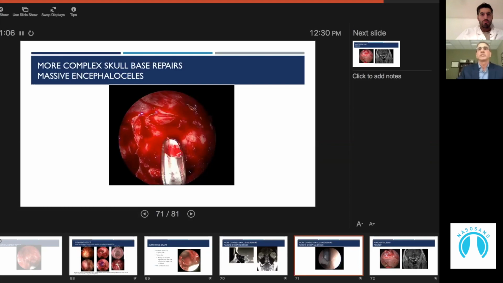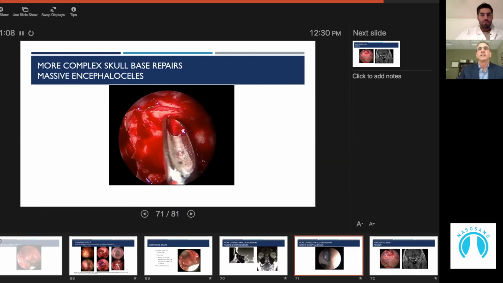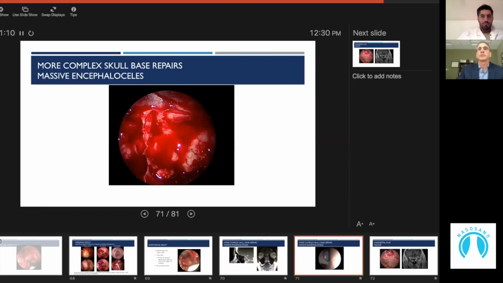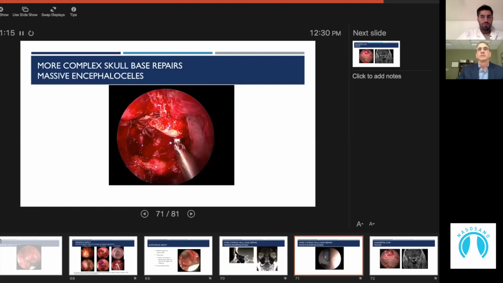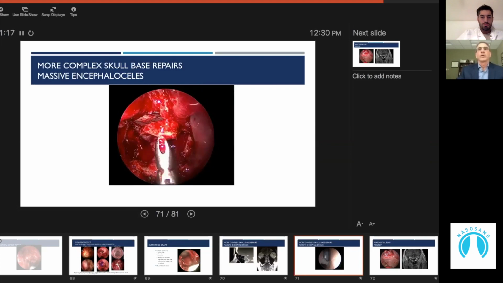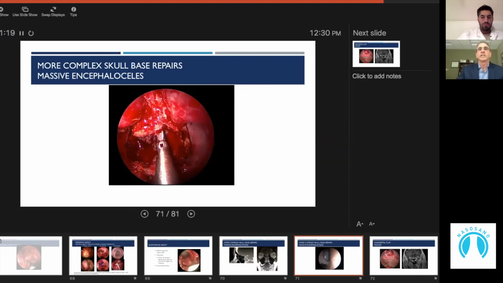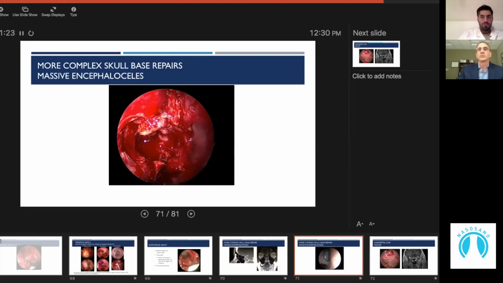There we go. You can see that lock in there nicely. And now we're going to put a big nasal septal flap over everything. We'll get that in place and then pack that in place with multiple layers of gel foam and other absorbable material.